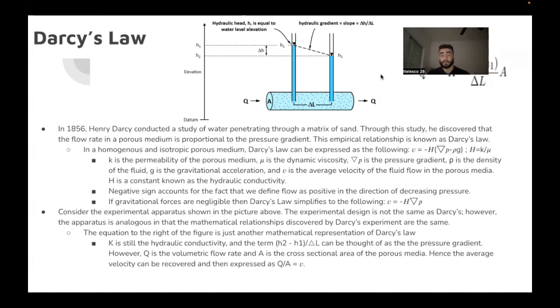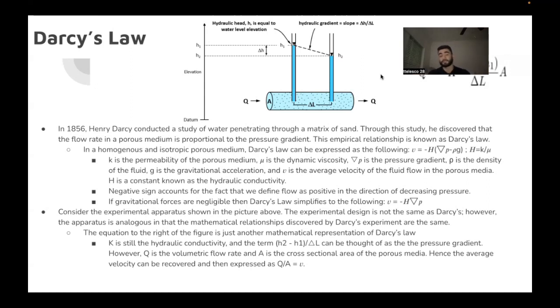Now, the negative sign in the equation accounts for the fact that we define flow as positive in the direction of decreasing pressure. And if gravitational forces are negligible, then Darcy's law simplifies to the following: v equals negative H times the pressure gradient. Now, let's consider the experimental apparatus shown in the picture above.